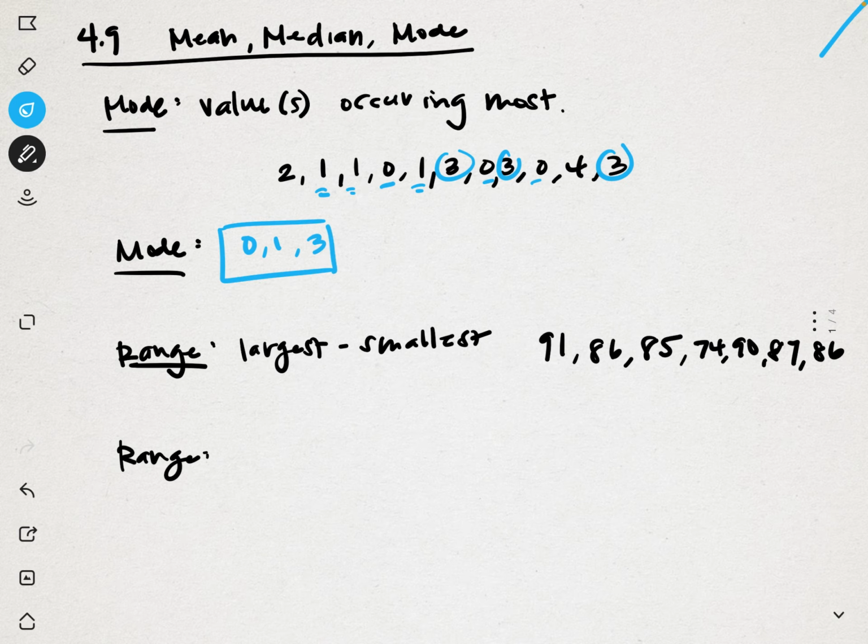Our range is just talking about the biggest to the smallest. The range of values is asking us to find the largest number minus the smallest number, and we can see how much space is in between those numbers. If we're looking at our data set here, 91 is our largest number, our smallest number is 74, so 91 minus 74 gives us 15.